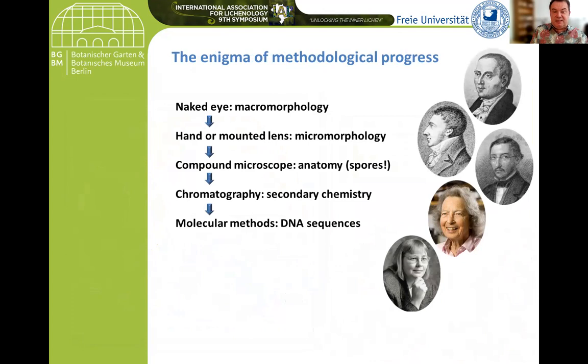Another interesting aspect is the enigma of methodological progress. If you look at the history of taxonomy, not only in fungi and lichens, but also other groups, we started out, of course, with macromorphology, with the hand lens or the mounted lens, where we could see micromorphological features, then compound microscope, chromatography, or say secondary chemistry, and then finally molecular methods and DNA sequencing. That's just, I think, the 5 major steps.